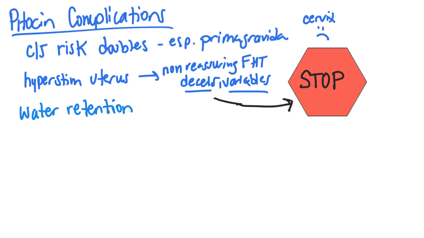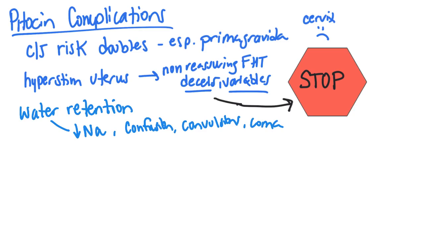The other thing that Pitocin can do is make the mom retain water. Water retention will cause hyponatremia, confusion, convulsions, and even coma. It can also lead to congestive heart failure and death if not monitored. Now, as you know, women who are in labor get a lot of IV fluids. Depending on how long they've been in labor, they're having a continuous infusion of something: normal saline, LR, or Pitocin saline mix, and it's continuously infusing.